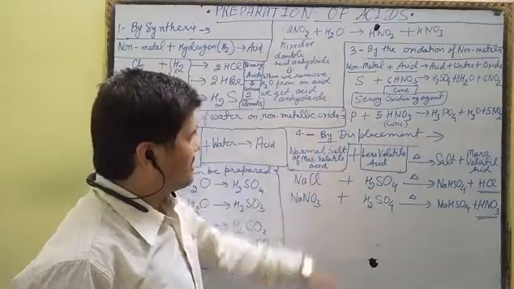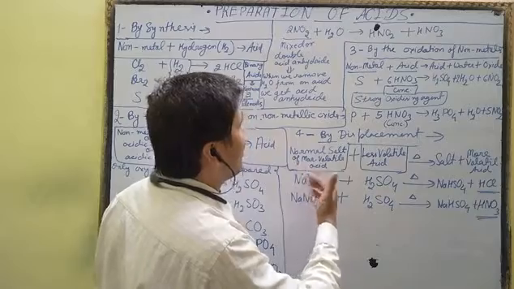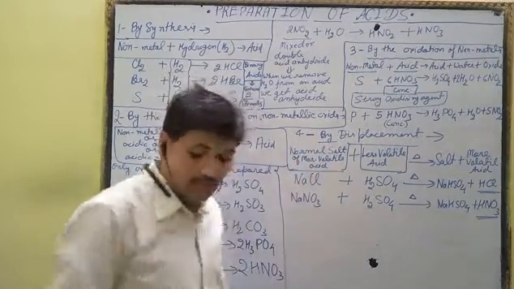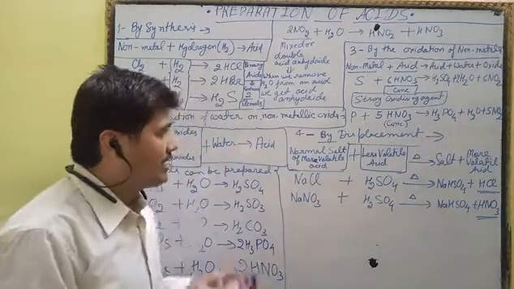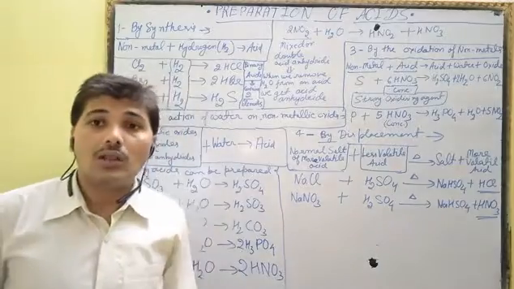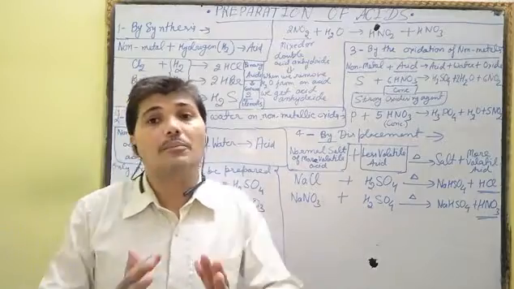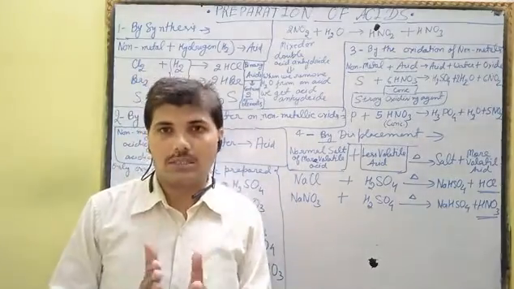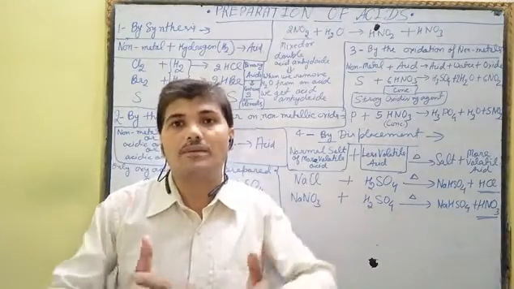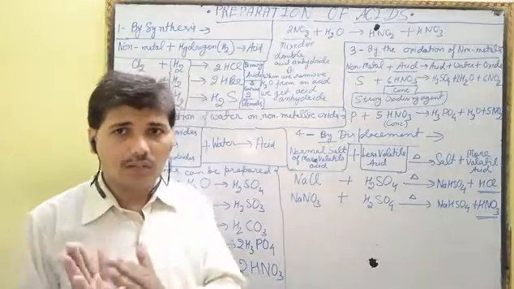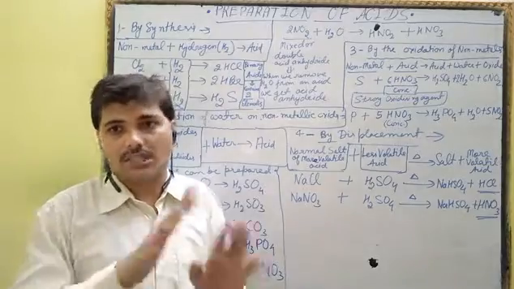In the displacement method, we use a normal salt of a more volatile acid. What is volatile and what is non-volatile? Volatile substances are those which can evaporate easily, and non-volatile substances are those which do not evaporate easily.